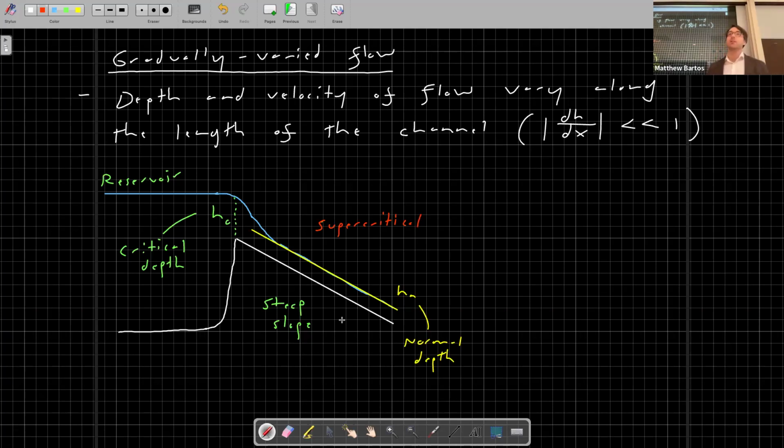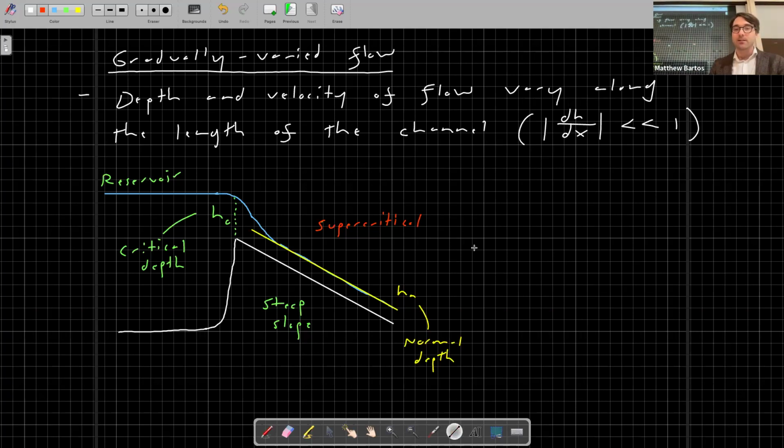This is one case where you might find gradually varied flow. You will have some steep channel being fed by a reservoir or a steep channel being fed by a shallow slope channel. And as you go into that transition, the water will gradually transition from subcritical to critical to supercritical. And as you move downstream, it's going to approach its normal depth, i.e., you'll get uniform flow somewhere down here. And that uniform flow will be supercritical. So that's one example of gradually varied flow that's common to encounter.